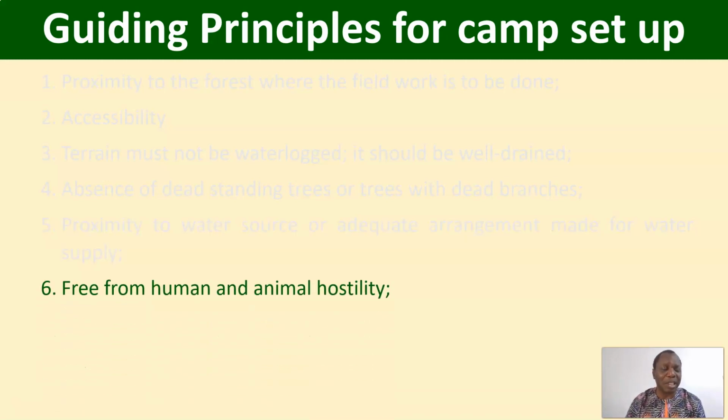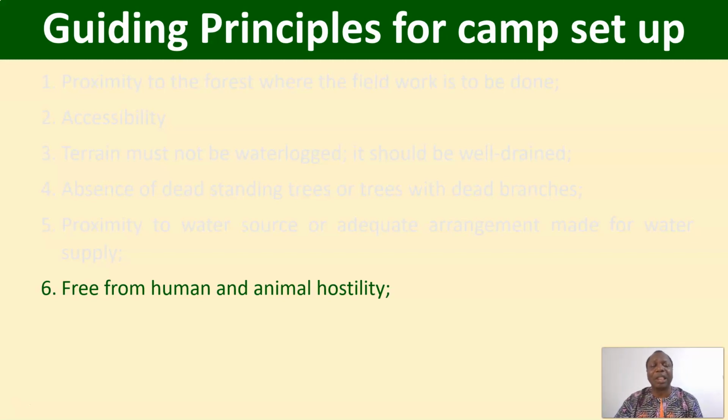The sixth point is that the place must be free. The location of your camp must be free from human and animal hostility. This is a very, very important thing because the safety of the crew is very, very important. If the place has a hostile population, then they can invade your camp at night and just destroy the camp, even kill or wound people and so on. So you have to ensure that where you are locating your camp is not a hostile environment.